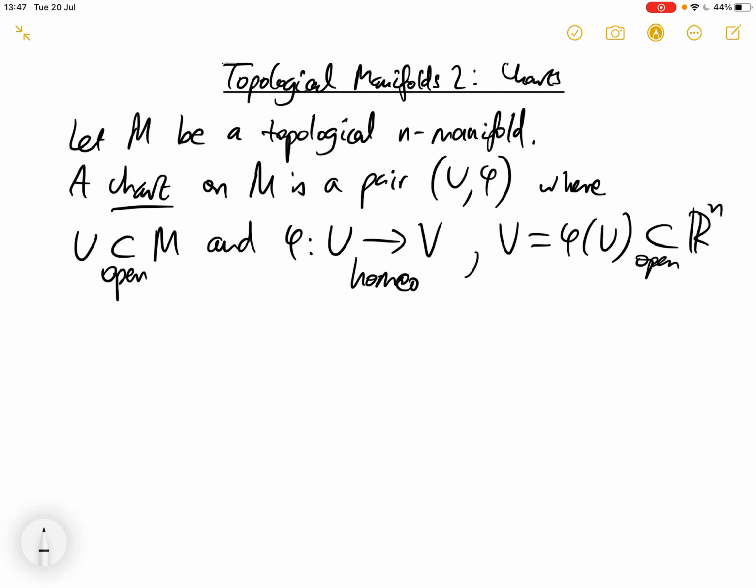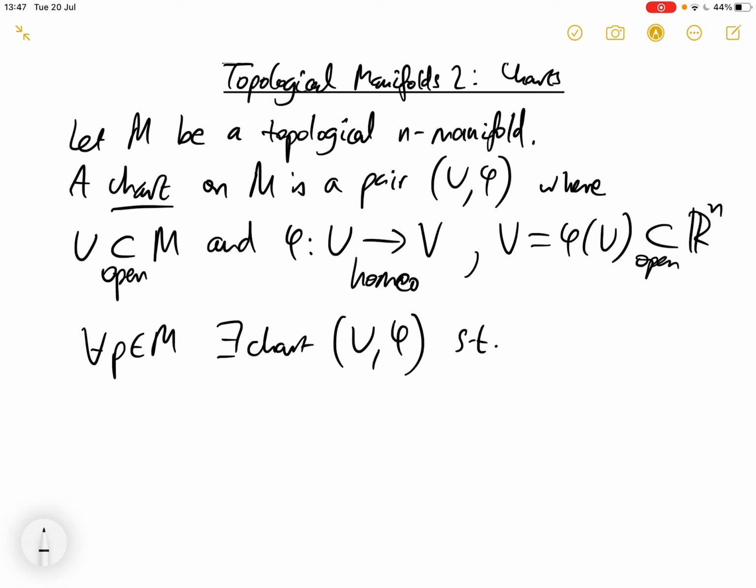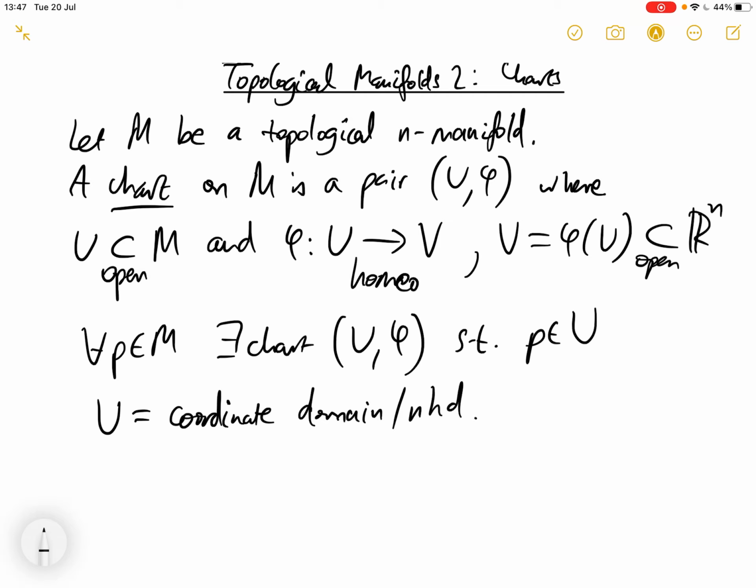And by the definition of a topological manifold, every point in the manifold is in the domain of some chart. So we can say for every p in M, there is a chart (U, φ) such that p is in U. This is the locally Euclidean of dimension n condition in the definition of a manifold. And we often call U the coordinate domain or coordinate neighborhood, and φ is called the local coordinate map.